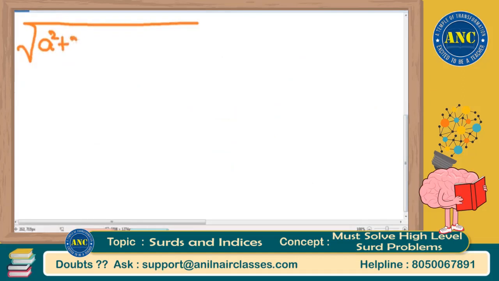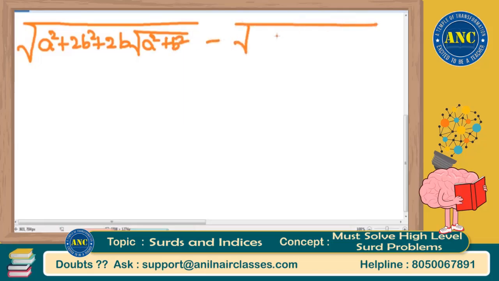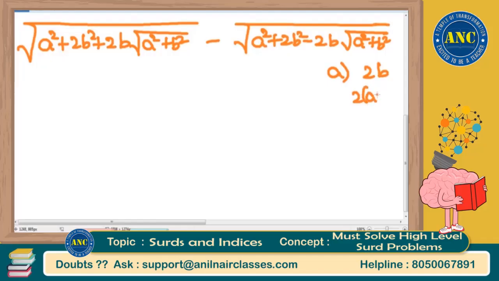Square root of a square plus 2b square plus 2b times root of a square plus b square, minus square root of a square plus 2b square minus 2b times root of a square plus b square. And your answer options are 2b, 2 into a square plus b square, 2 into a square minus b square, and the last option is 2 into root of a square plus b square. These are the 4 answer options which are given.